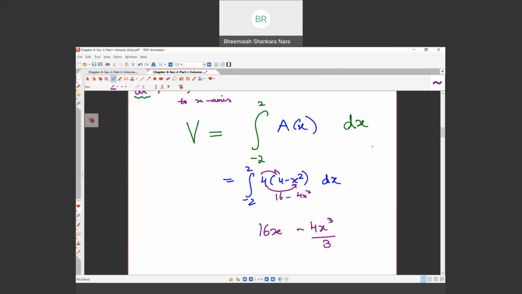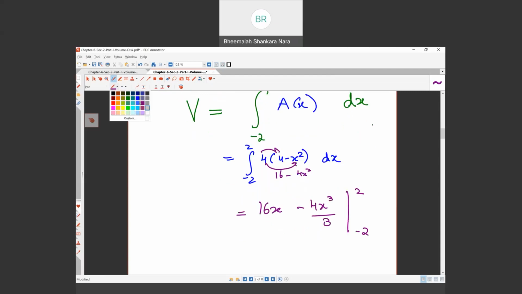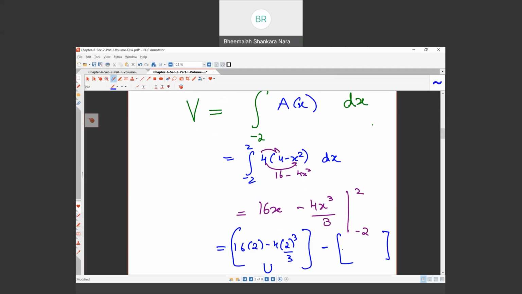As soon as you finish integration, you're good to plug in the limits, negative 2 to 2. It's always upper limit first. So it is 16 times 2 minus 4 times 2 cubed divided by 3. So this is your upper limit, minus the lower limit: 16 times negative 2 minus 4 times negative 2 cubed divided by 3. Wherever you have the variable x, you plug in negative 2.